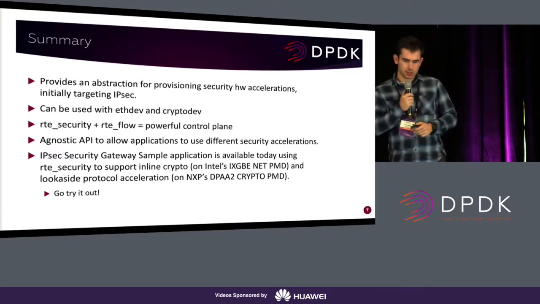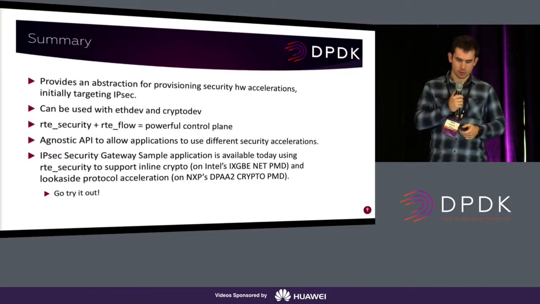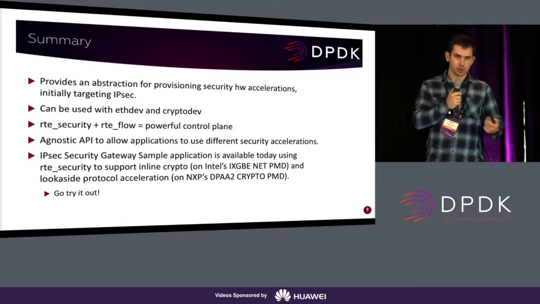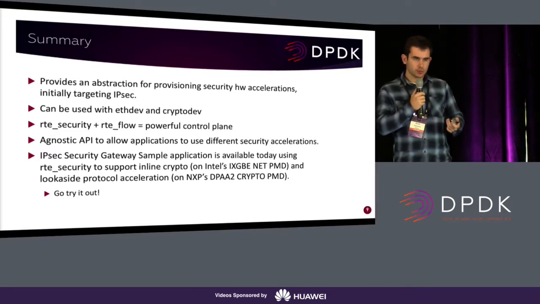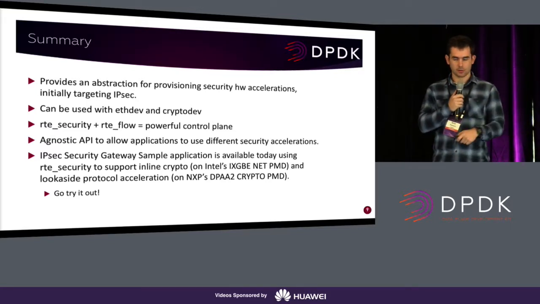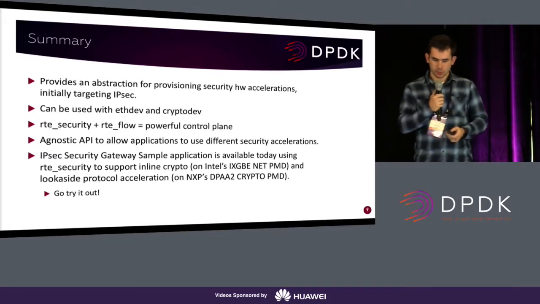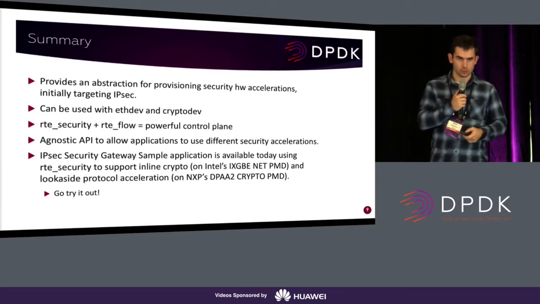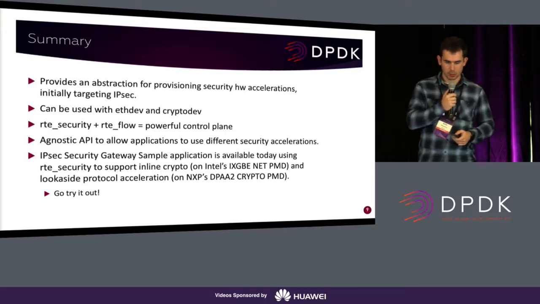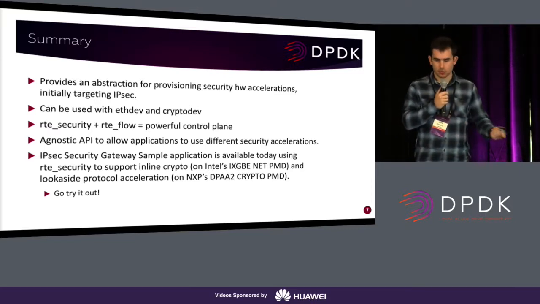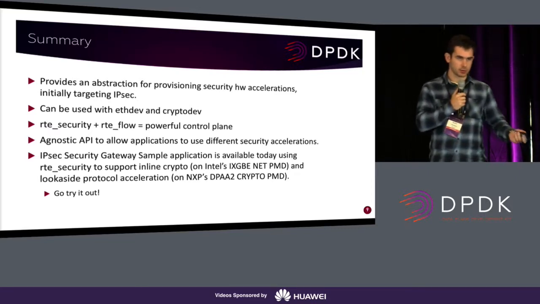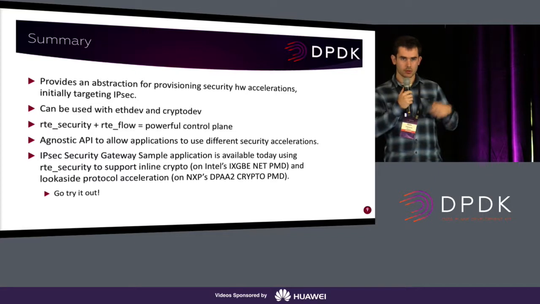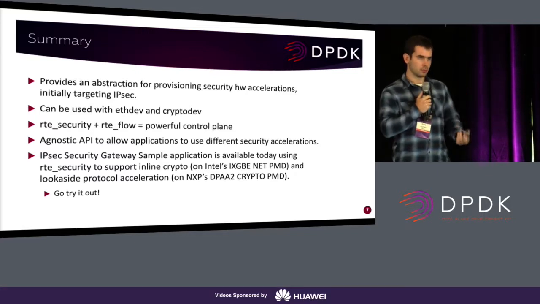So to summarize, RTE security provides an abstraction layer to provision security hardware accelerations. Initially, we are targeting IPsec. It could be used by both Ethernet devices and crypto devices, depending on your model. The combination of RTE security with RTE flow provides a powerful control plane to define your packet processing pipeline. It is agnostic to applications, which could use different security associations. By defining the RTE security in different methods, you could integrate all of those offloads into one application.